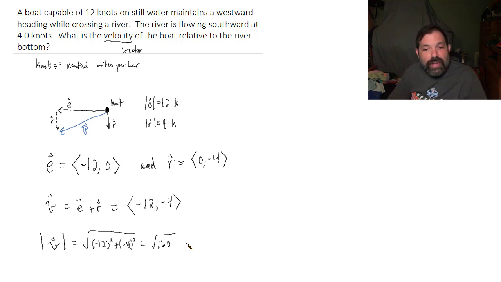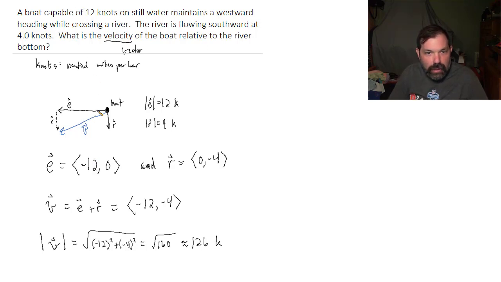So about 12.6 knots. The magnitude of that velocity is 12.6 knots. So if we take the engine and the flow of the river into consideration, the end result is that the boat is traveling at 12.6 knots relative to the river bottom. Now it's also traveling at an angle, and we can figure out this angle.